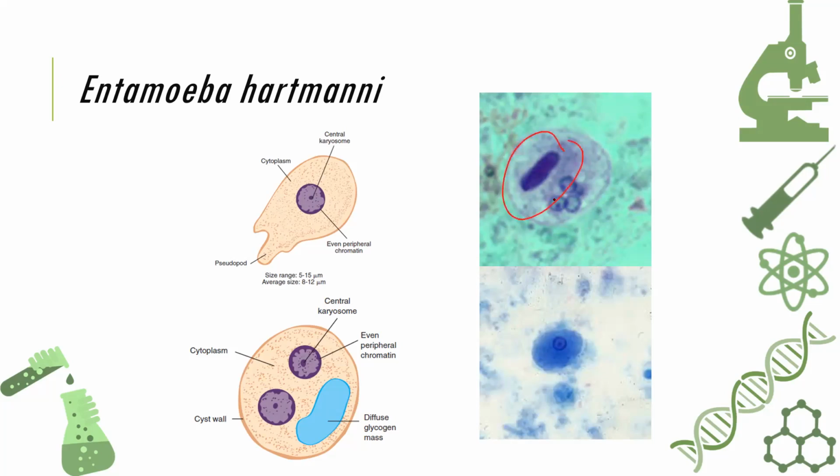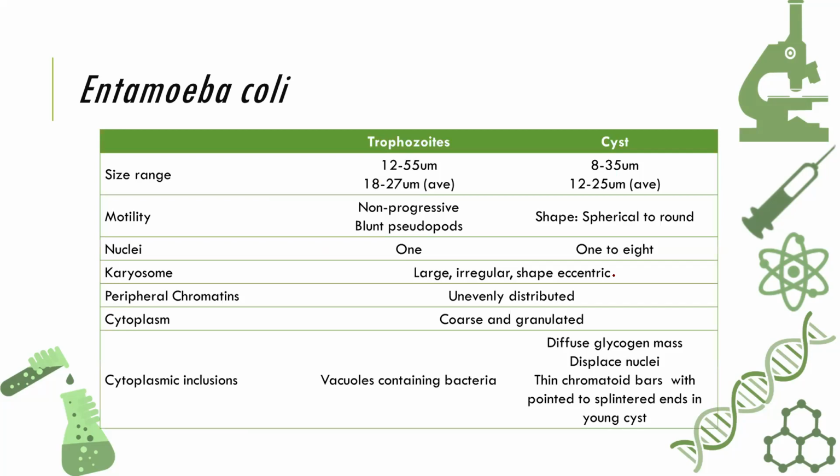This is the diffuse glycogen mass. It looks like it is smiling at you. It greets you, hello, I am Entamoeba hartmanni. Even though I am non-pathological, you have to remember me. That is what the smile, the diffuse glycogen mass of Entamoeba hartmanni, is saying.